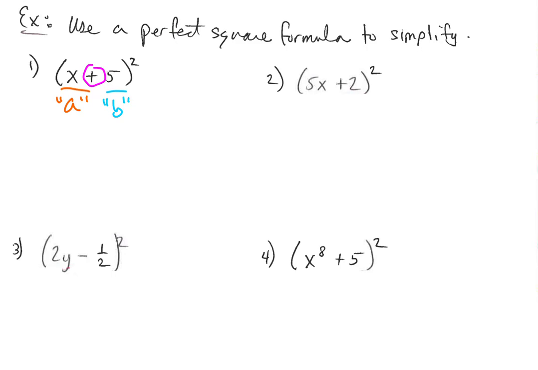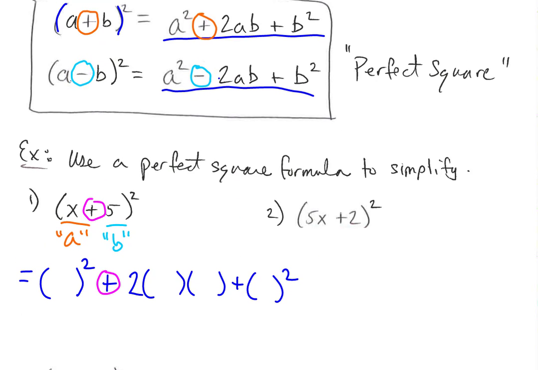Now, if a is x and b is 5, let's understand the general structure of this formula. This would turn out to be a squared. I'm going to call that blank squared for a second. The first sign is plus because that has to match the sign that's in between our terms. So we have blank squared plus, and then it's 2 blank blank plus blank squared. Now there's a lot of blanks there, but if you go back up to the formula, you can see why we need them.